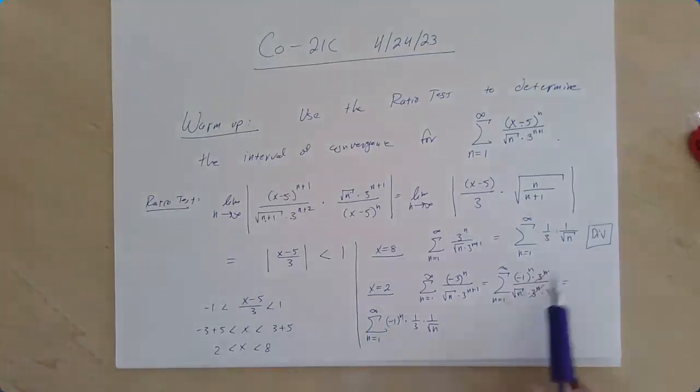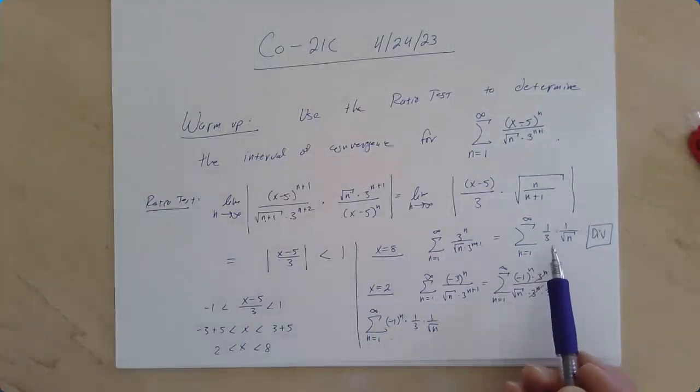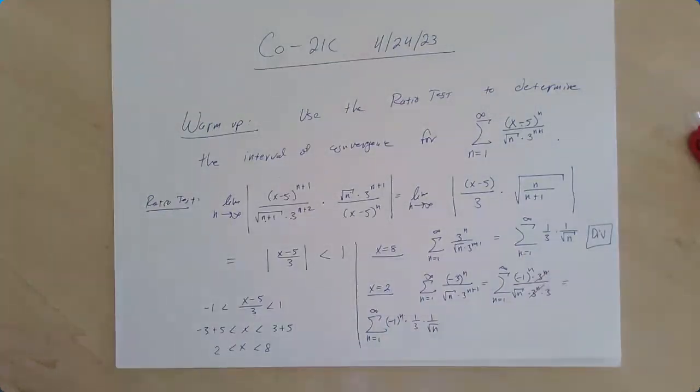But since this thing diverges, I can't do that. So I know that's not viable, and I'm just going to move straight to saying it converges probably by the alternating series test, or really throwing the alternating series test at it and seeing what happens.